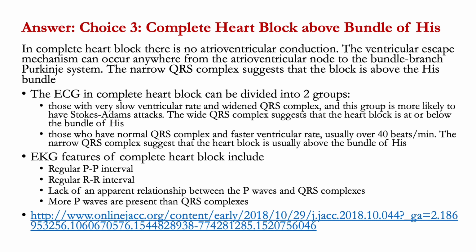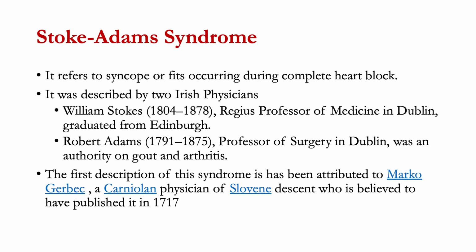EKG features of complete heart block include regular PP interval, regular RR interval, lack of an apparent relationship between the P waves and the QRS complexes, and more P waves are present than QRS complexes.